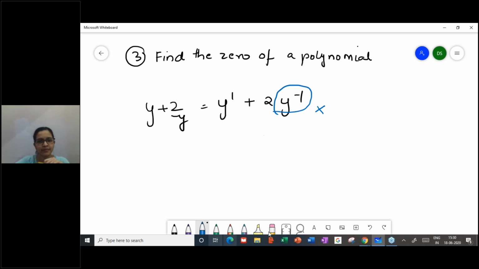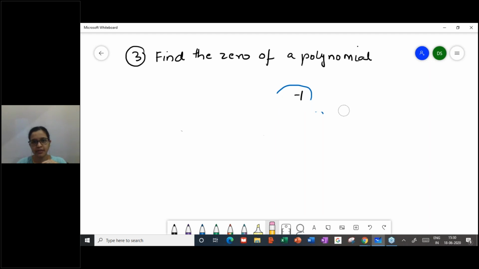Okay, Raghav got it. Nice. So the third concept, can anybody tell me, I hope you all are familiar with all this, what I'm saying, and it's not like you are lost or finding it hard to understand. Tell me, how do you find the zero of a polynomial?